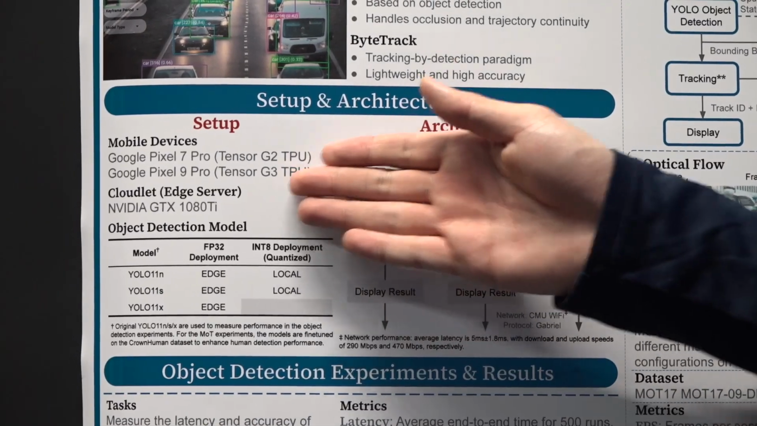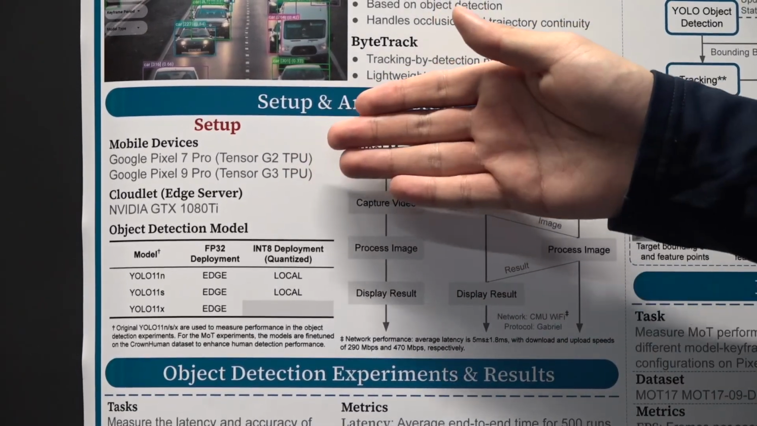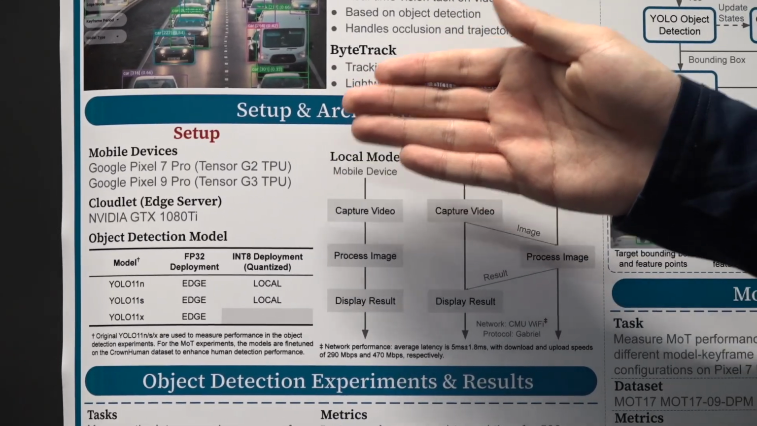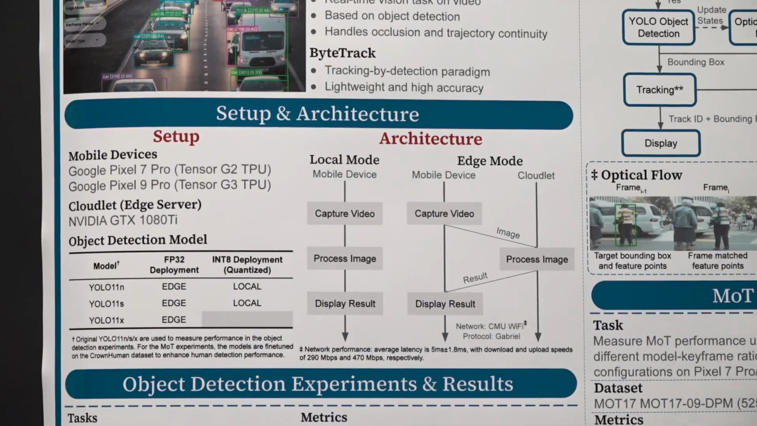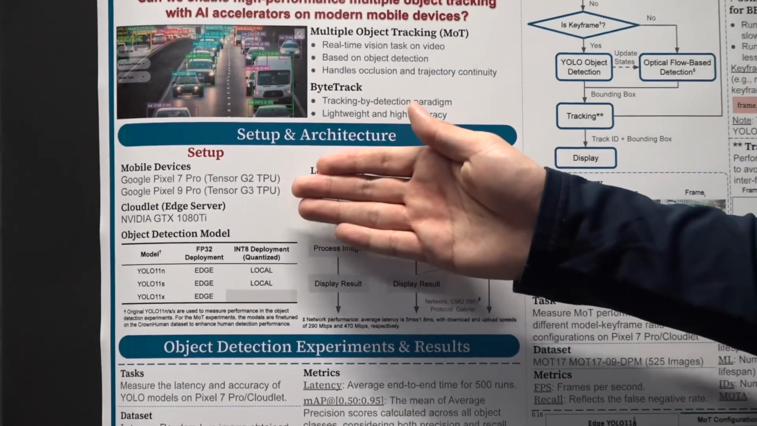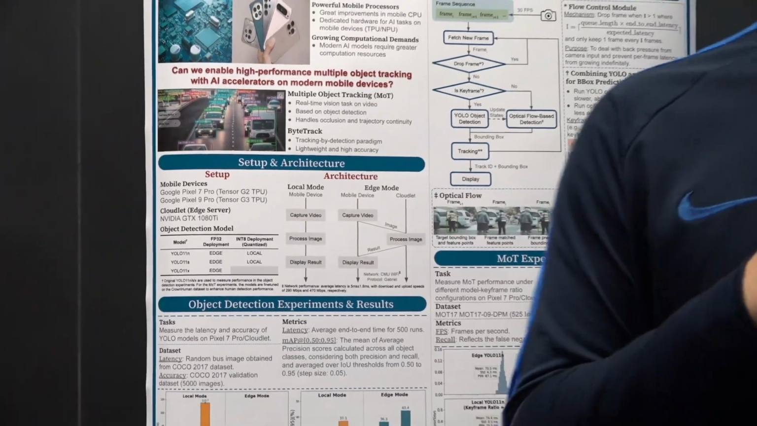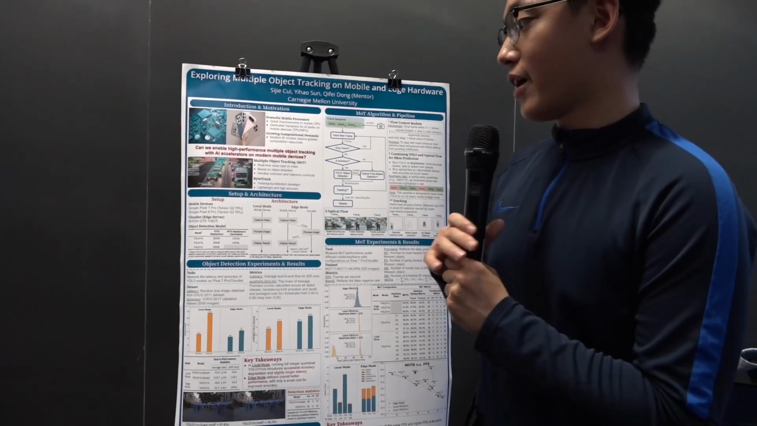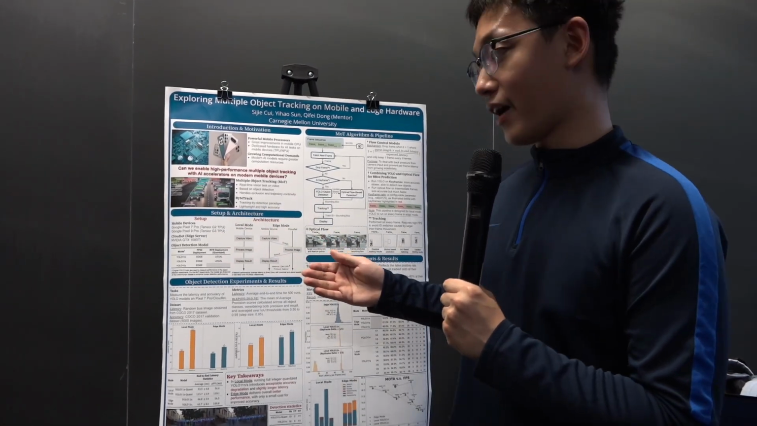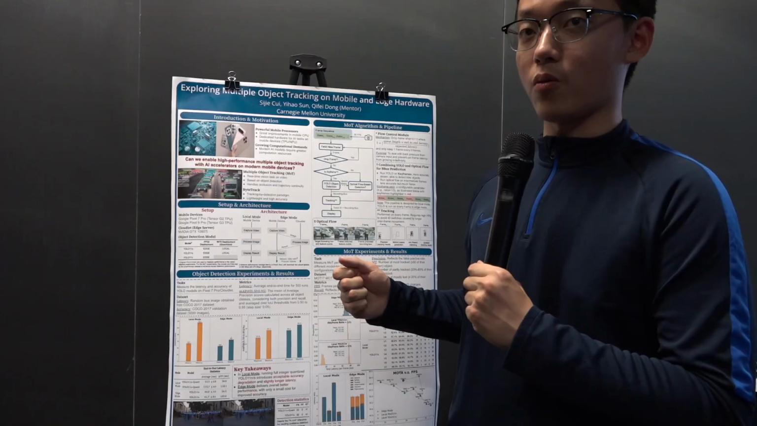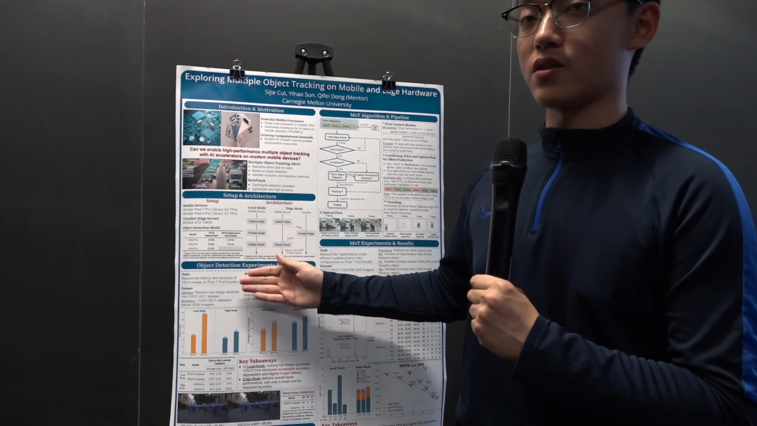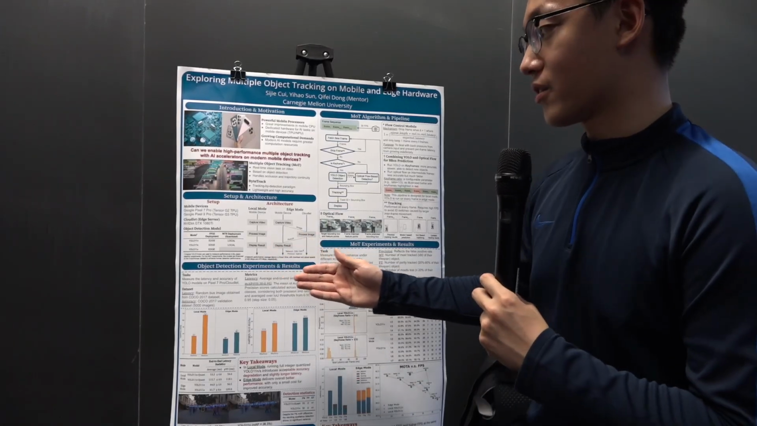And for the detailed setup, we use two kinds of mobile phones. The first one is the Google Pixel 7 Pro, which is the phone we use for all the experiments in the following sections. And the Google Pixel 9 Pro is used for the demo, which I'll show you later. And for the cloudlet, we use a machine with an NVIDIA GTX 1080 Ti, which is a fairly powerful cloudlet. And for object detection, we use these models as the detectors.